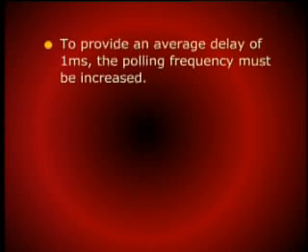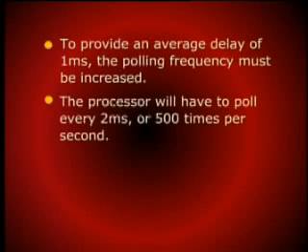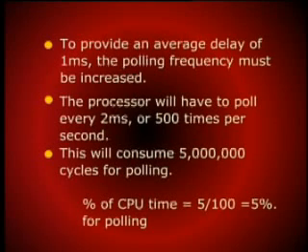Part C, we see that to provide an average delay of 1 millisecond, the polling frequency must be increased. The processor will have to poll every 2 milliseconds instead of every 20 milliseconds. So this would mean that the frequency would be increased from 50 to 500 times per second. Therefore, this will consume 5 million cycles for polling. The percentage of CPU time spent then on polling would become 5% instead of 0.5% in part B.